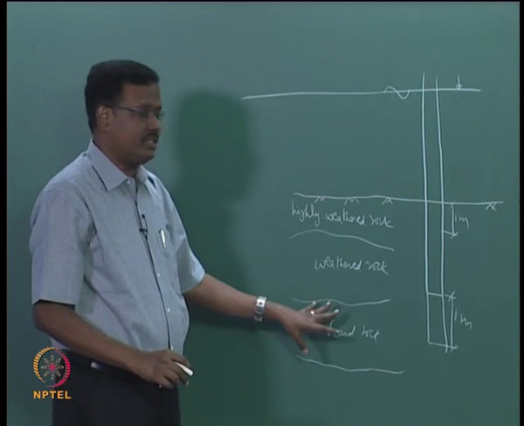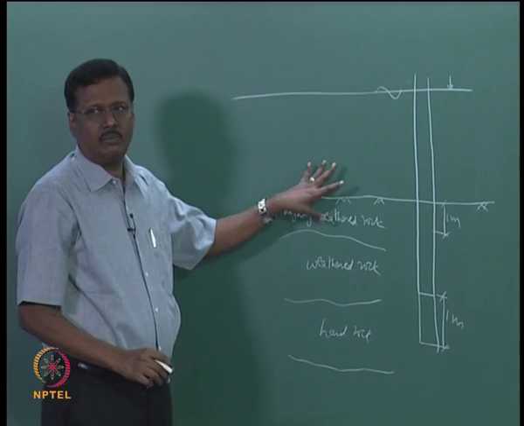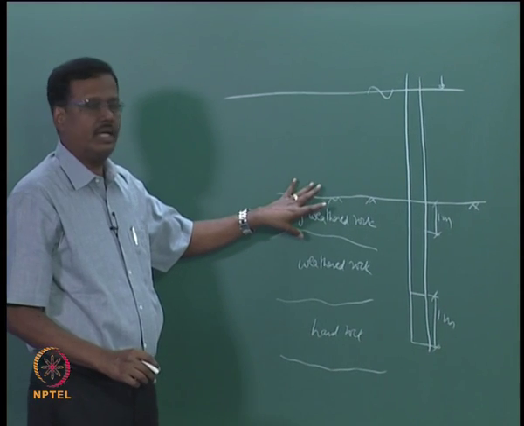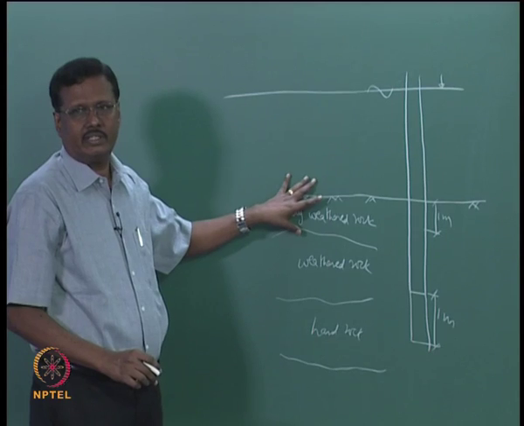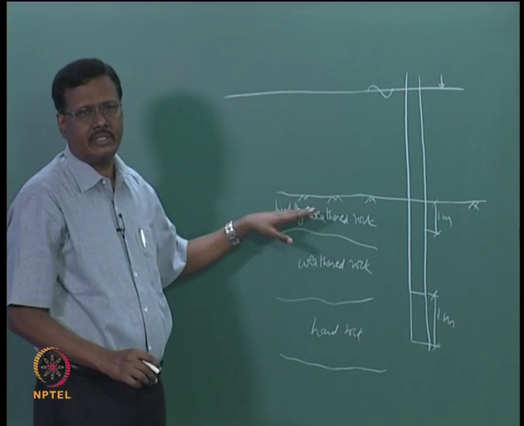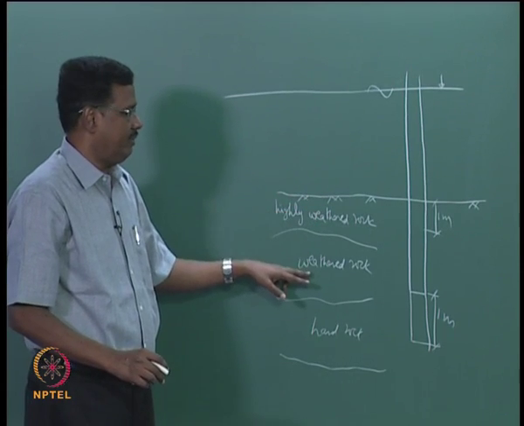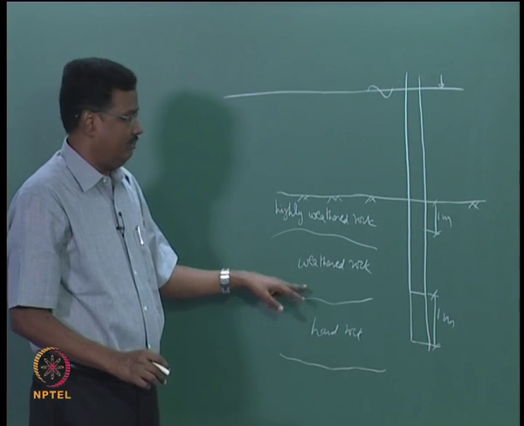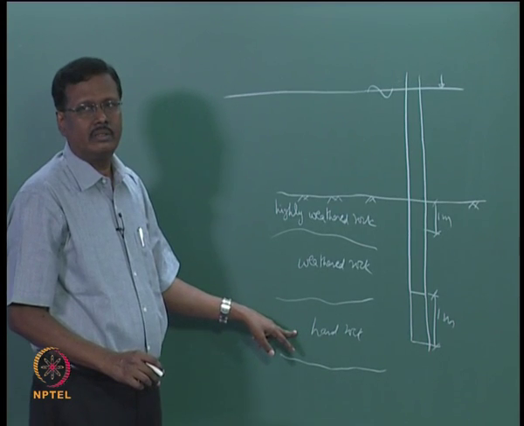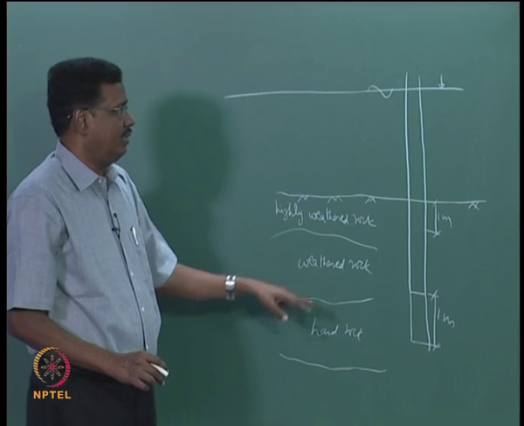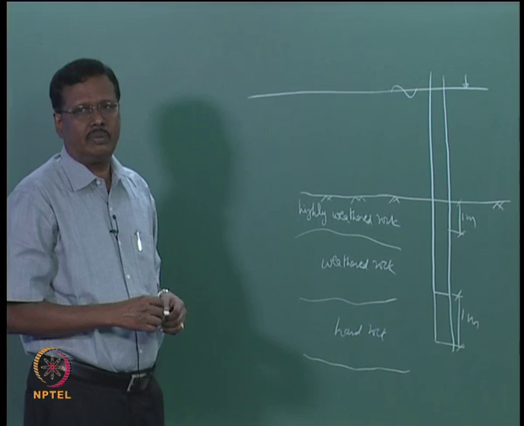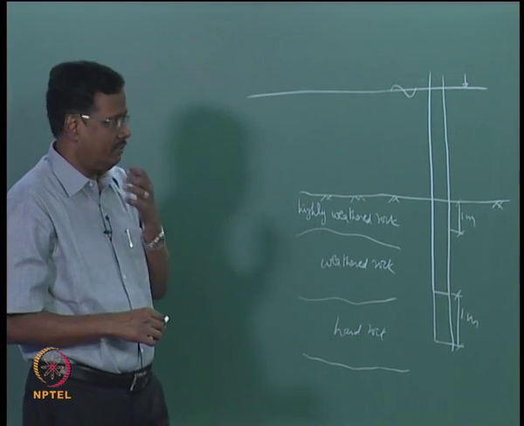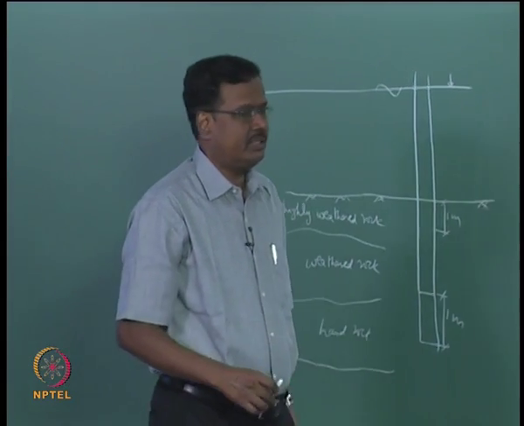The parent rock, which is a hard rock, loses its properties, then we have highly weathered rock. Highly weathered rock means it does not have high strength, it has very low strength because the weathering action is high. Then we have the weathered rock, then we have the hard rock. So we have the information based on the core recovery and RQD, what will be the type of rock. This is what we get when you do this soil investigation.